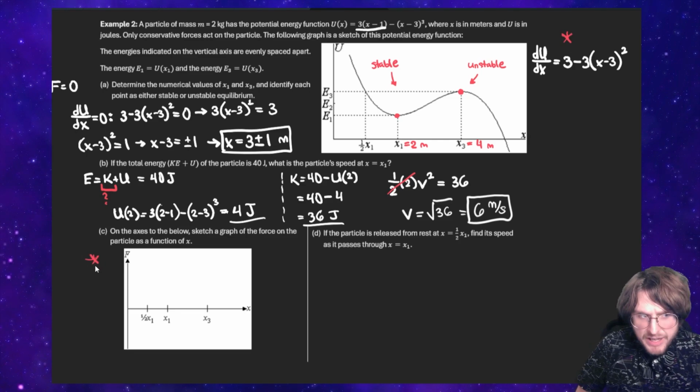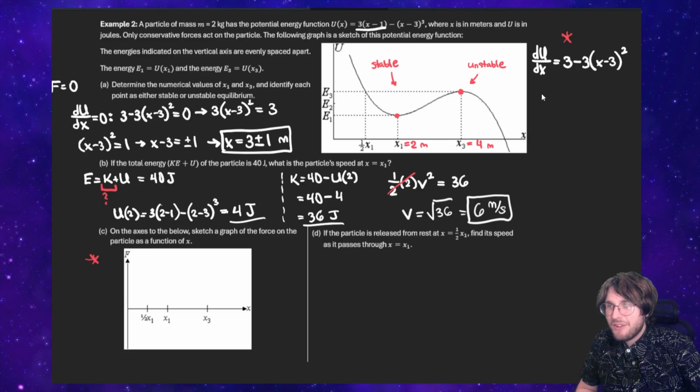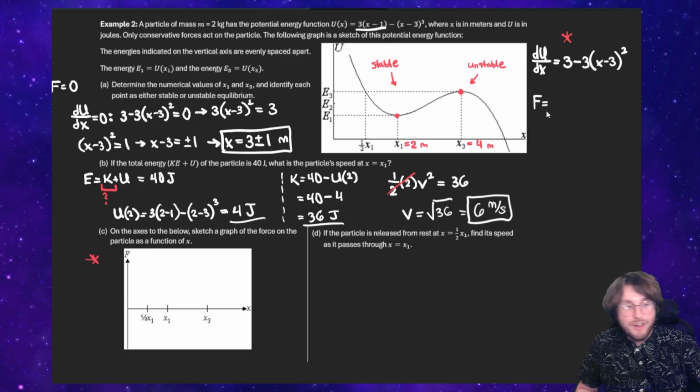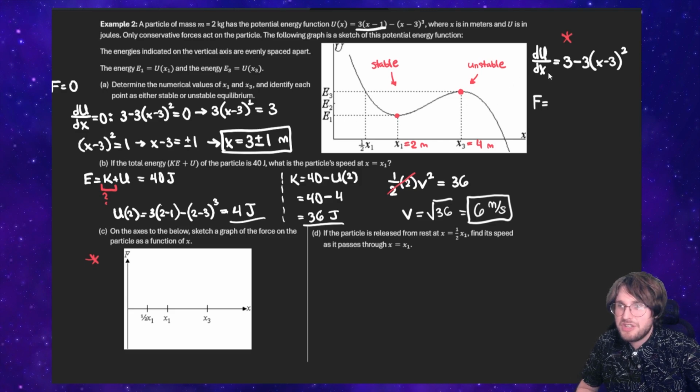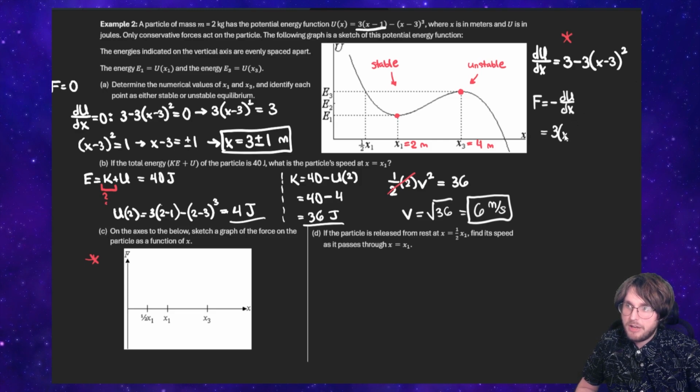Now, I said we mostly have it because if you go back to the slides, remember that the force on a particle in relation to the potential energy is technically the negative derivative of potential with respect to distance. So it's F = −dU/dx. That means that we need to take the negative of this function so that it properly represents the force as a function of x. So here, we're just going to flip the signs on everything. So it'll be 3(x − 3)² − 3. That is our function of x.